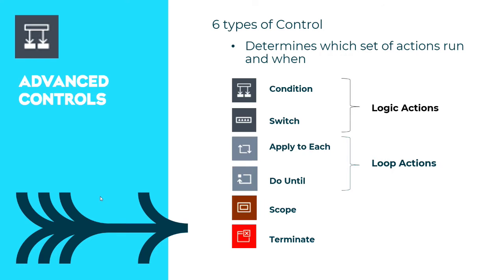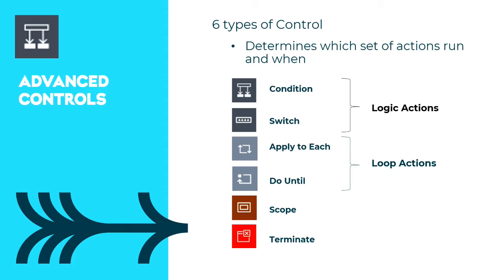So when we look at the available controls we're talking about, there's 6 of these. 2 of them are what we call logic actions, and these will basically run the flow down a particular path depending on the outcome of a property or a field that we test. So that will be condition and switch. Apply to each and do until are looping actions. They will repeat the same actions within the flow over and over again until another outcome is reached.